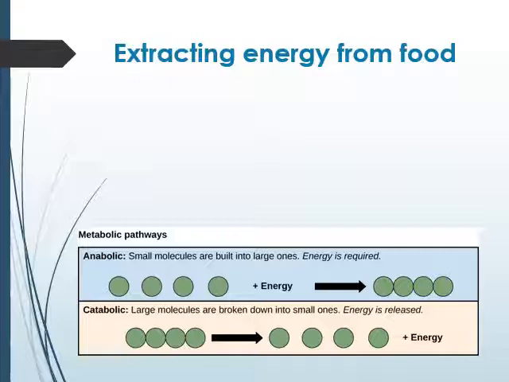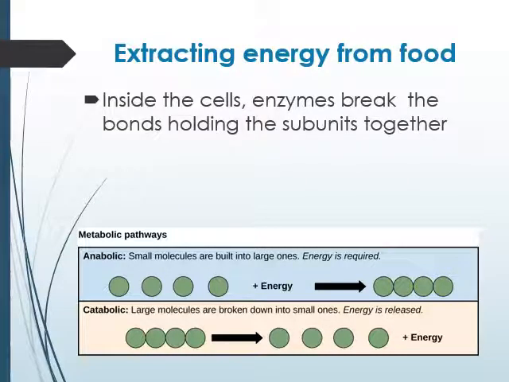So now we're going to get into mostly what respiration is. Okay. So we know that we have to eat food to get energy, and we know that energy means that we have the ability to do work. So how do we actually extract that energy from the food? Inside of the cells, the enzymes break the bonds holding the subunits together. Remember, those are catabolic reactions. These are the ones where we break down the large molecules into smaller ones, and then we release energy.